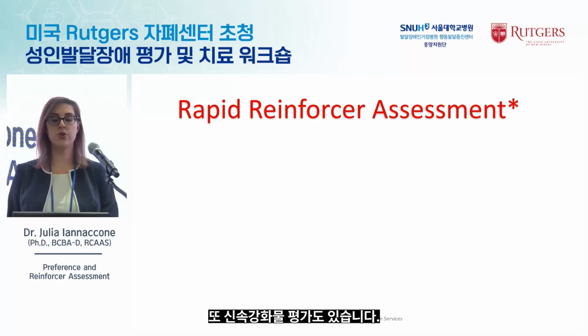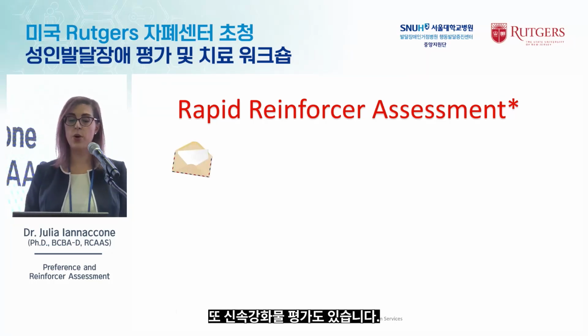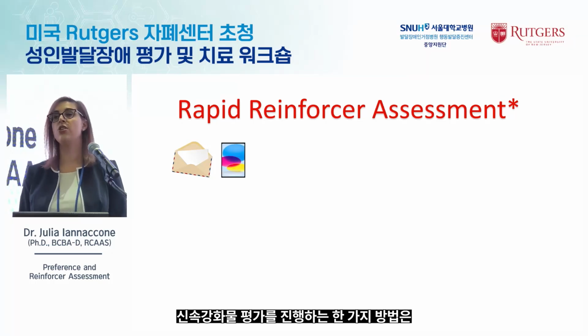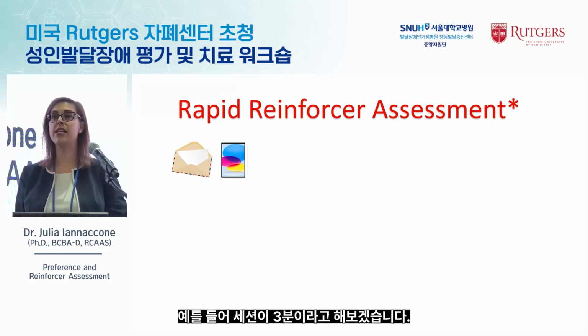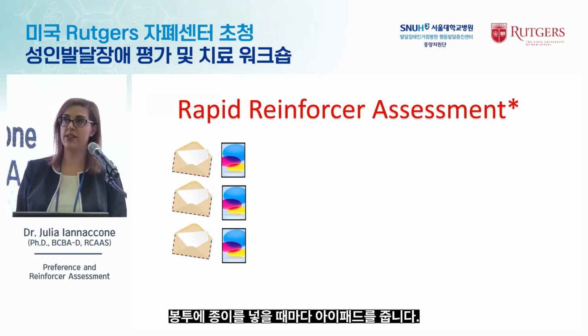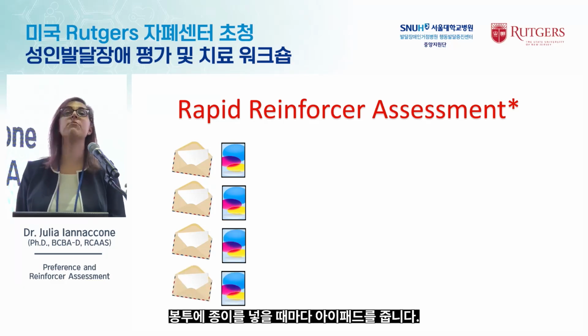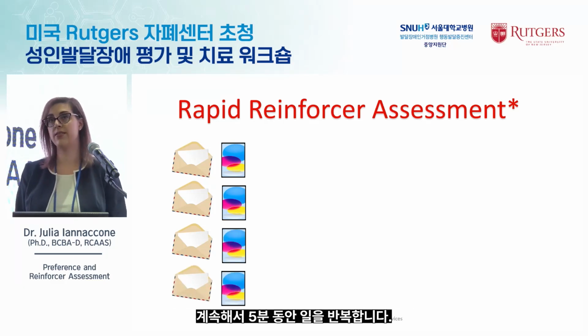You could also do rapid reinforcer assessments. So a rapid reinforcer assessment, one way that you can do this is you have a set time limit on your session. So let's say it's a 3-minute session. Every time you stuff an envelope, you get your iPad. Stuff an envelope, you get your iPad. Stuff an envelope, you get your iPad, and we keep doing that for 5 minutes. And so what I'm going to track is how fast were you working?